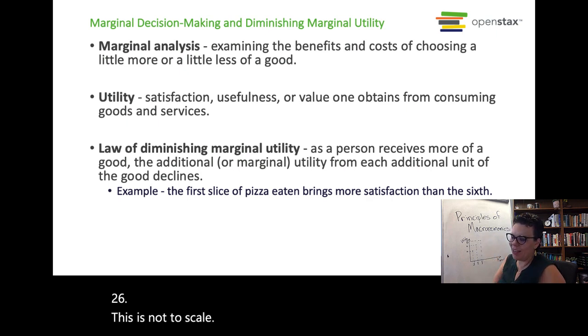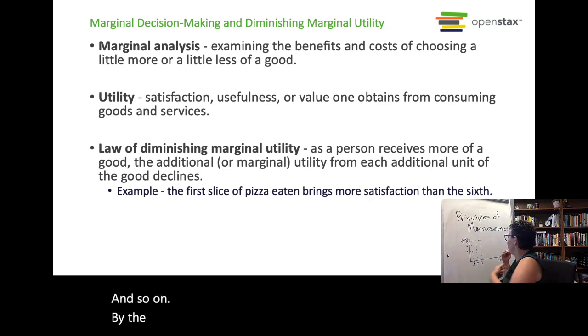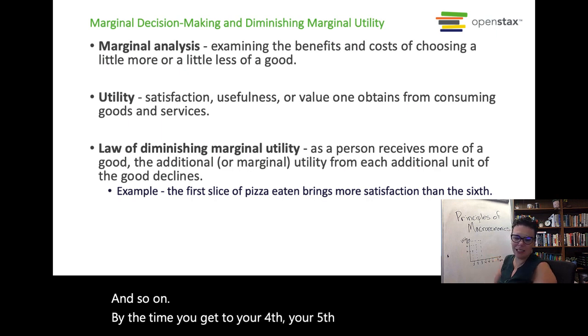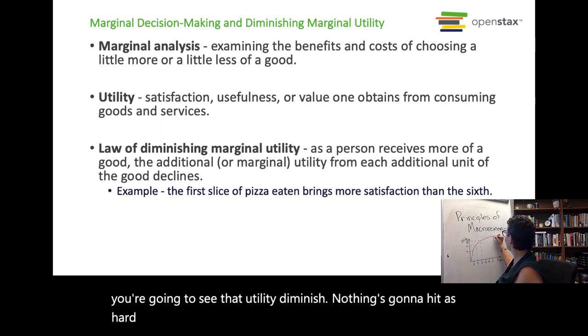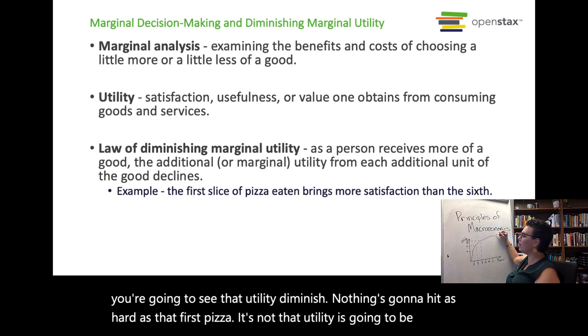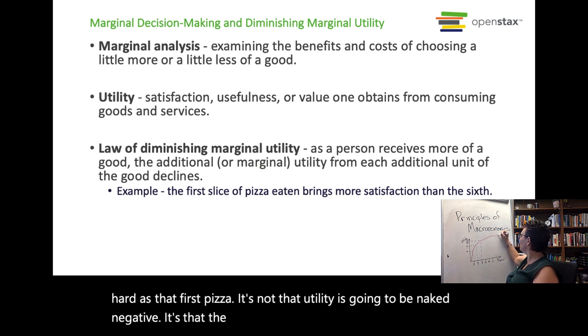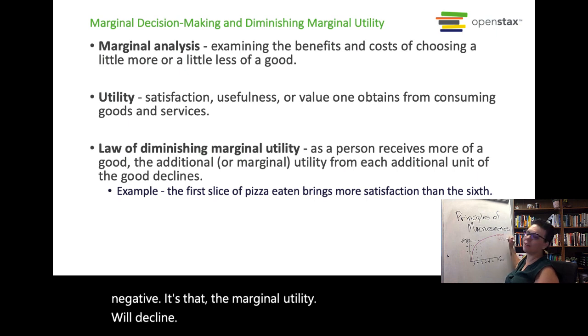And so on. By the time you get to your 4th, your 5th, your 6th slice of pizza, you're going to see that utility diminish. Nothing's going to hit as hard as that first pizza. It's not that the utility is going to be negative. It's that the marginal utility will decline as you consume more.